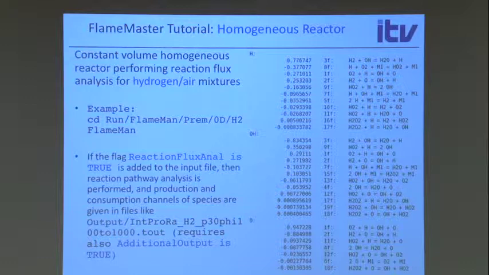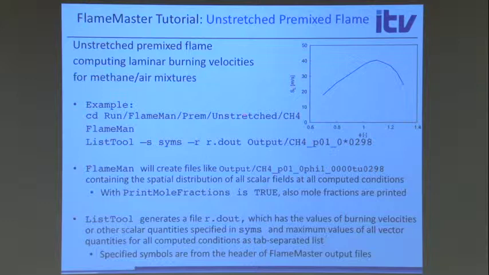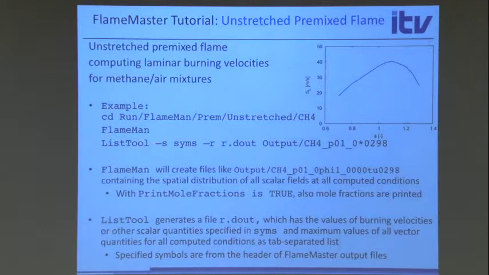What is this? Well, then this is perfectly stirred reactor. This is unstretched premixed flames for burning velocities. So here also there's a continuation. You can just specify 10 different equivalence ratios, and then they're all computed one after the other. So you get an output file for each one. Then this list tool can be used to just grab the value of the burning velocity from these individual files, and then one can make a plot like this.